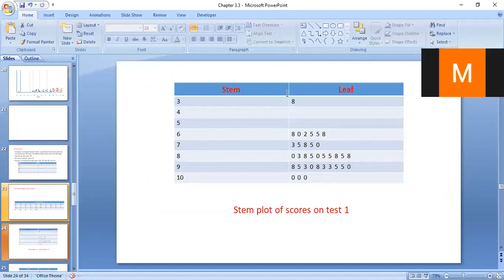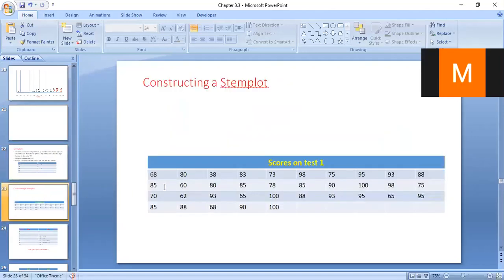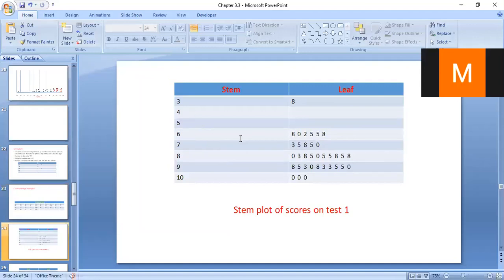When you construct the step block, you go from the small to the big: 3, 4, 5, 6, 7, 8, 9, 10. For 3, you get 38. And 4, 5, we don't have. And 6, you have 68, 60, 62, 65, 65, 68, and you plot in this one. 68, 60, 62, 65, 65, 68.